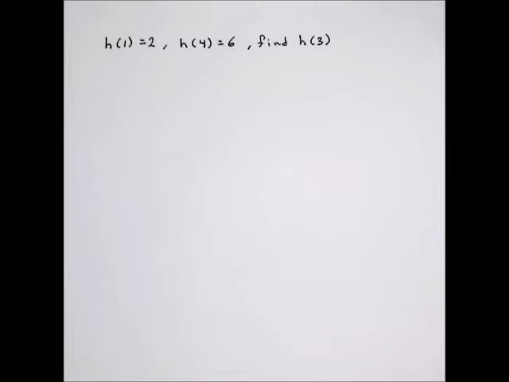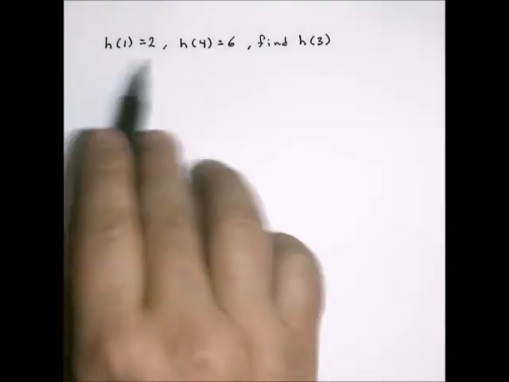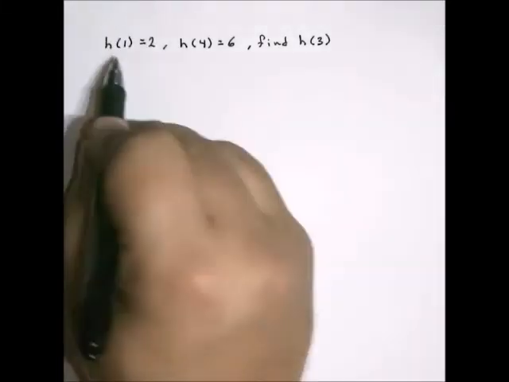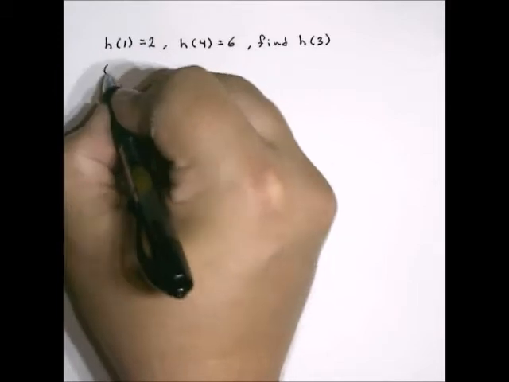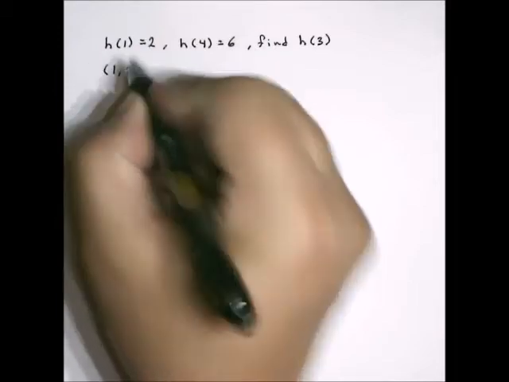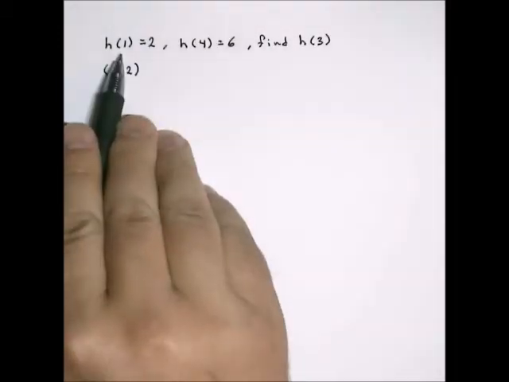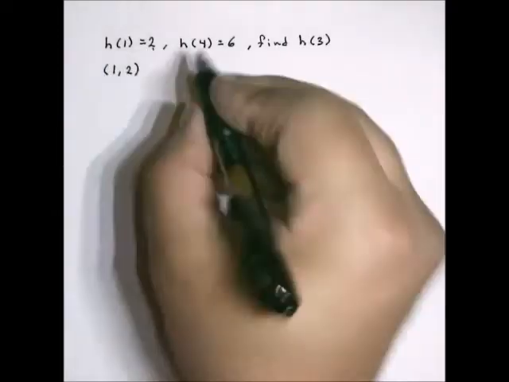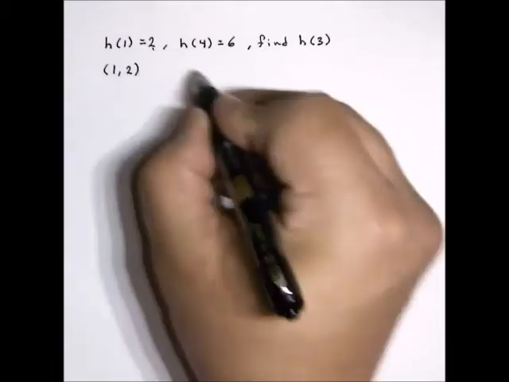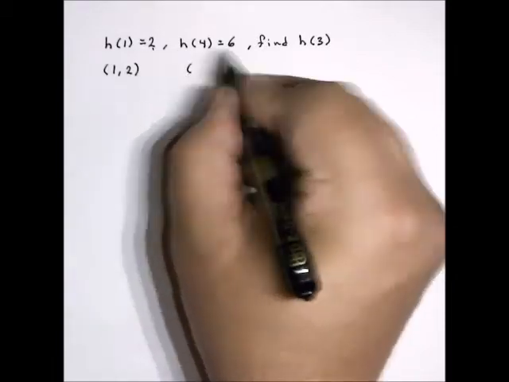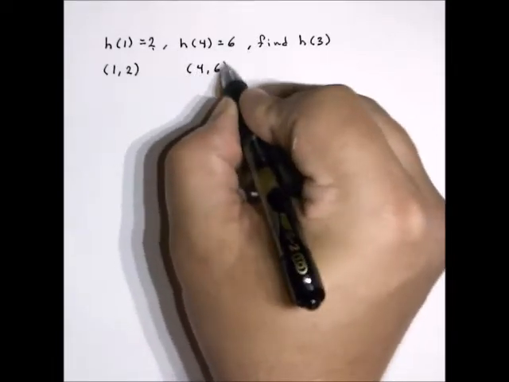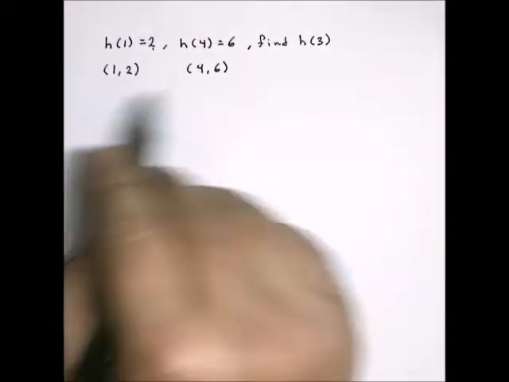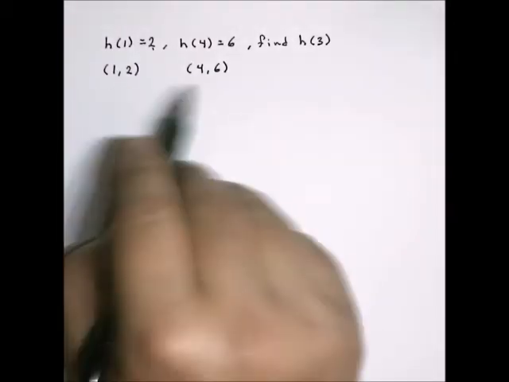You're also going to find these problems written in this form, in function notation. And remember, when you have function notation, it's the same thing as the ordered pairs, where the thing inside the parentheses is your x, and the number outside is your y. So we can rewrite this as the ordered pair 1, 2, and this as the ordered pair 4, 6. And now we should recognize it as the type of problem we've just done.